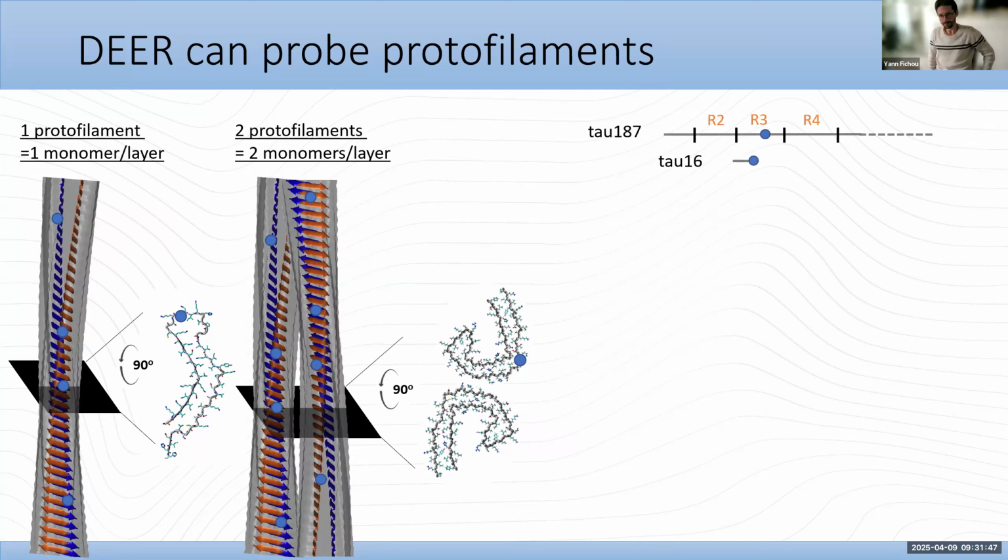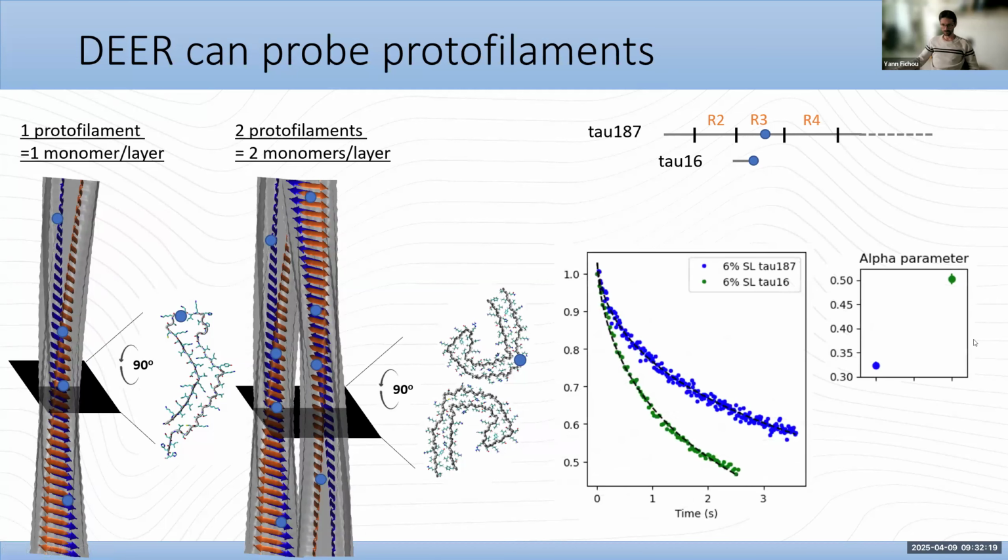To test this, we used 2 constructs. Tau-187 is what I've been using from the beginning, so that's the reference. But then we use a smaller fragment. And what we know with this smaller fragment is that this is supposed to be a 2-protofilament. So here you are indeed supposed to expect 2 monomers per layer, mostly because it's too small to fold back on itself.